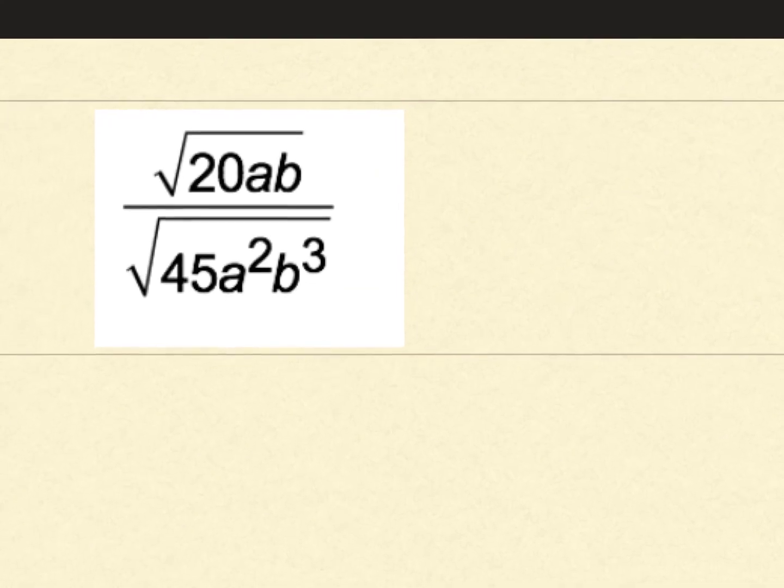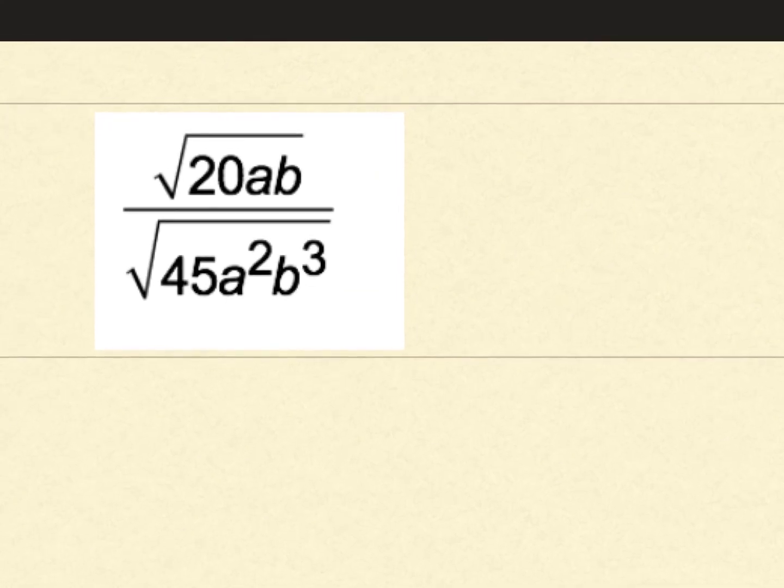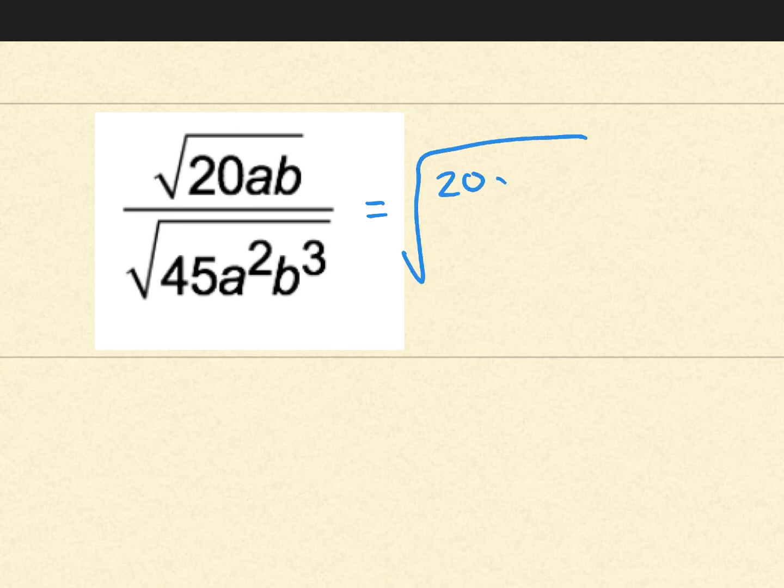All right, for the last one. Can I combine these together? Yeah, because they have the same index. So on top, I have 20ab, and then on the bottom, I have 45a squared b cubed.